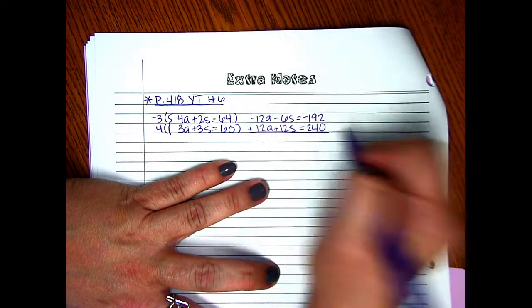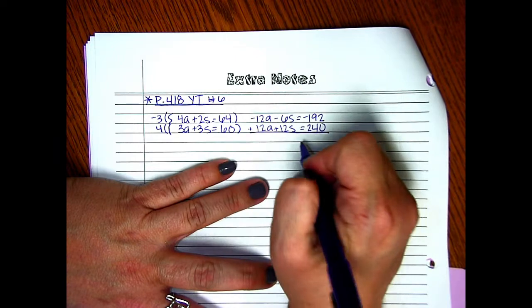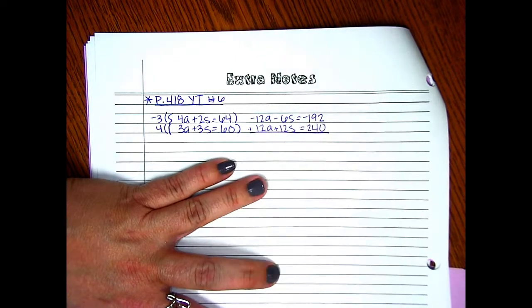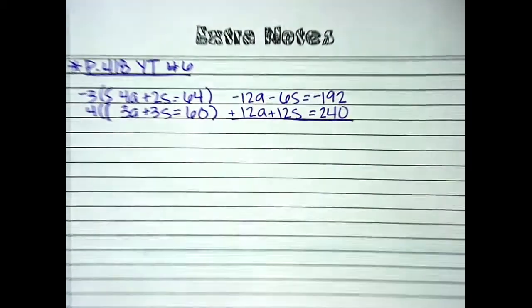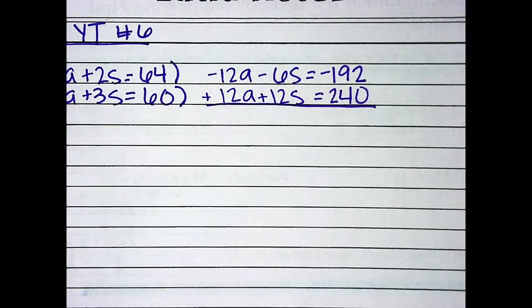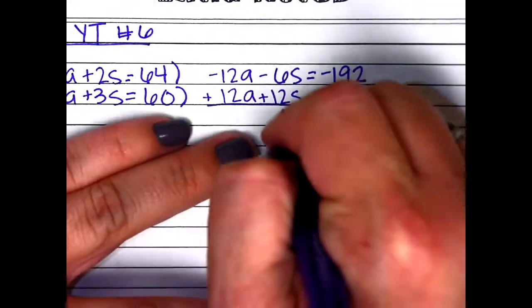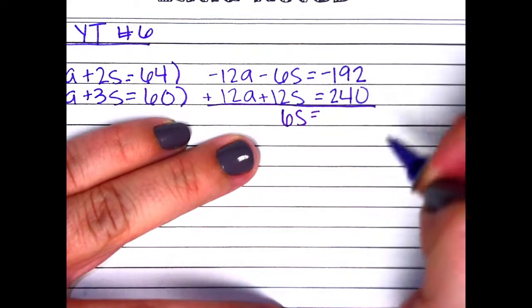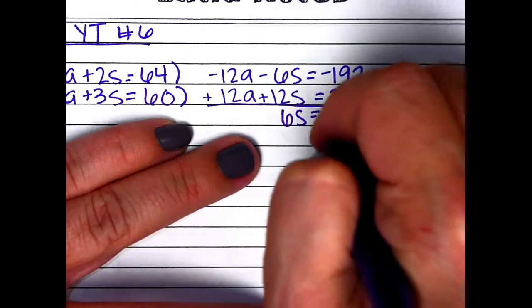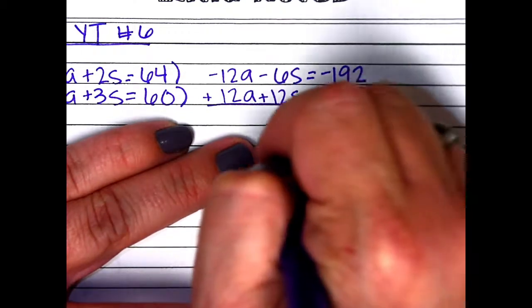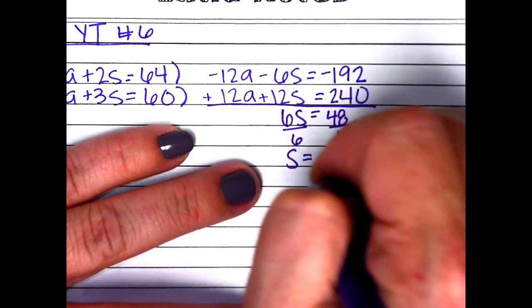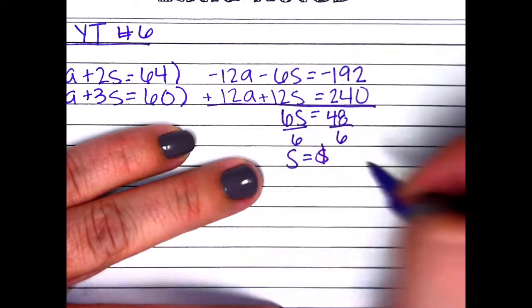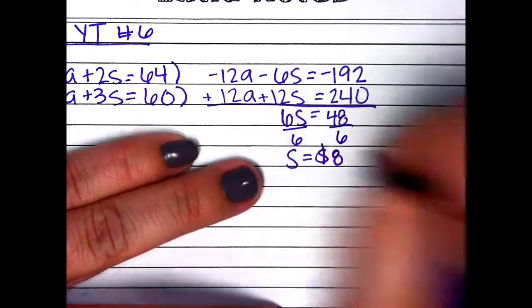And I'm going to add those together. So the a's cancel out. Negative 6s, not x, excuse me, let me zoom in a little bit too. Negative 6s plus 12s is 6s. And negative 192 plus 240 is 48. So divide by 6, and the student tickets are going to cost $8.